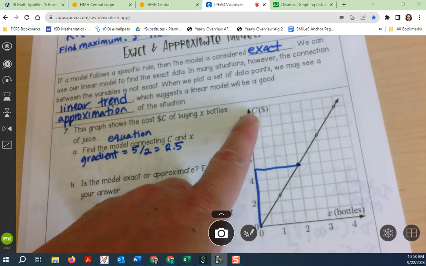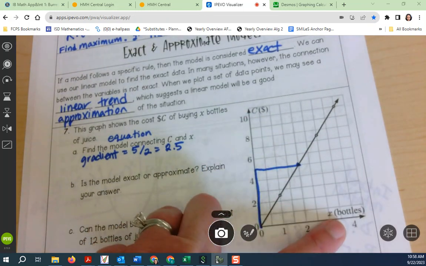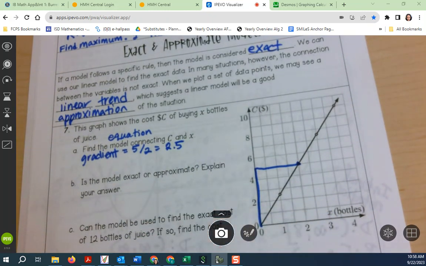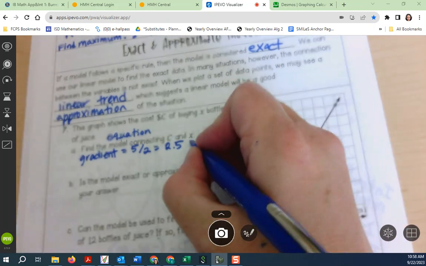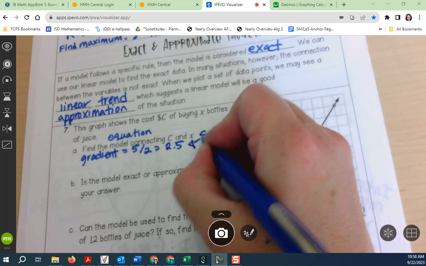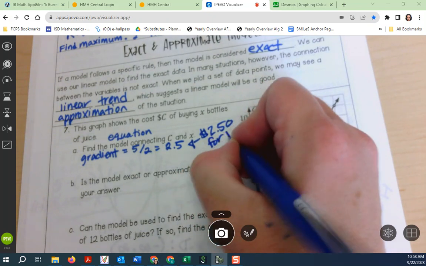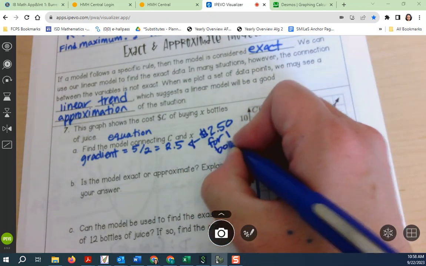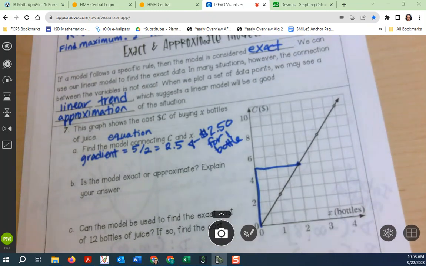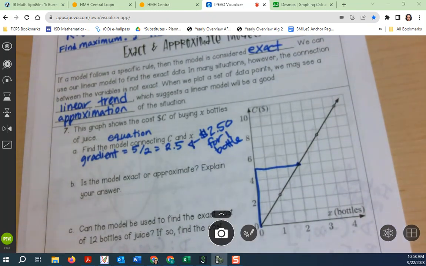It's the change of cost for each what? Bottle. How much does the juice cost? The juice costs $2.50. Good. So $2.50 for 1 bottle of juice. Okay. And then the y-intercept is what number? 0. So let's see if you can write that equation real quick.